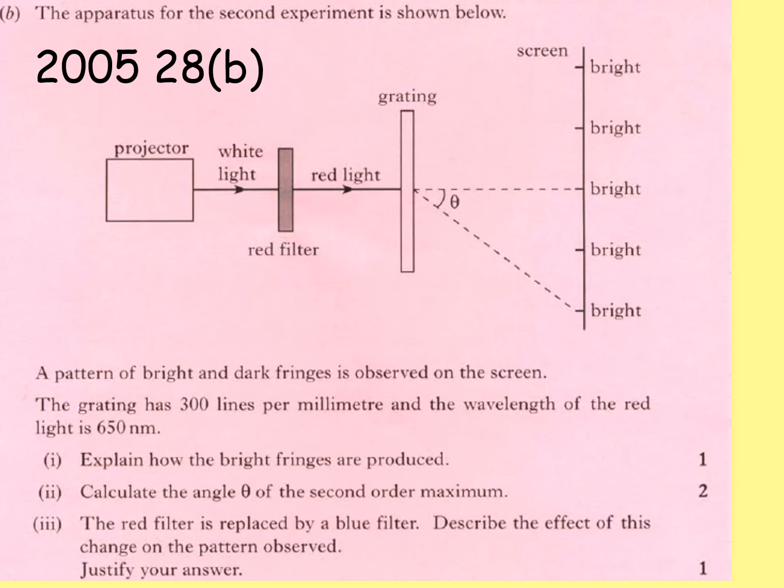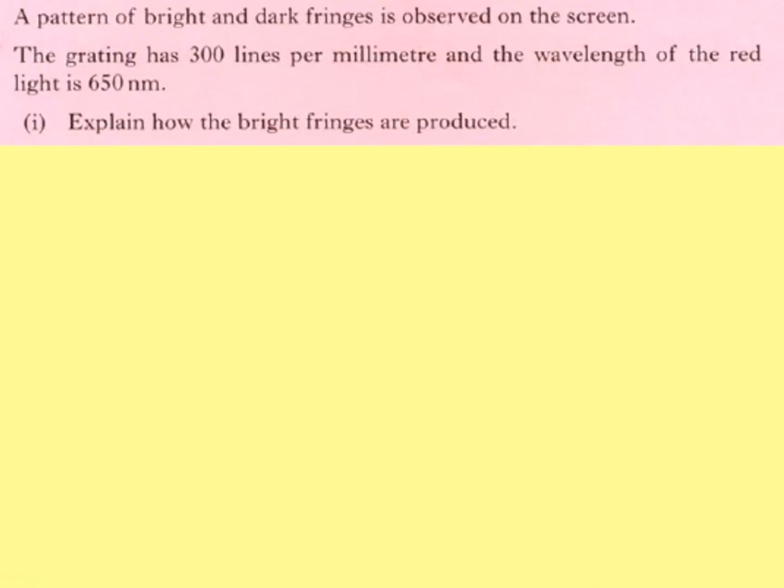First thing we need to do is explain how the bright fringes are produced. So the bright fringes are produced because we have points of maxima. This is a very common question, and we should be prepared for it.